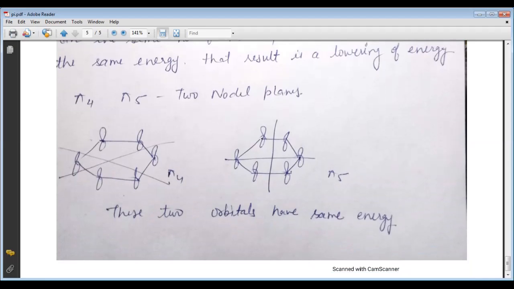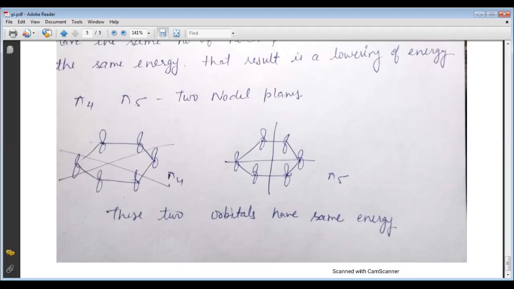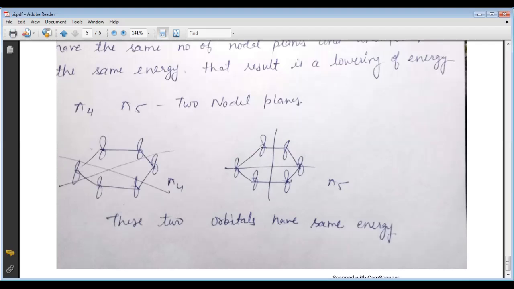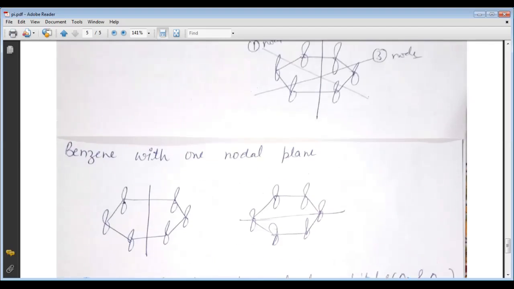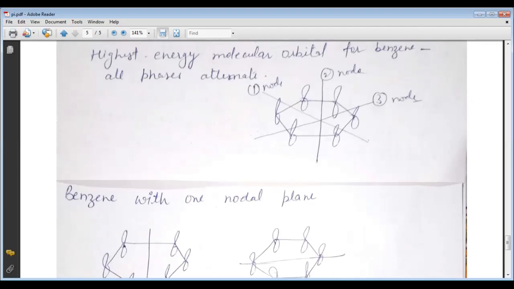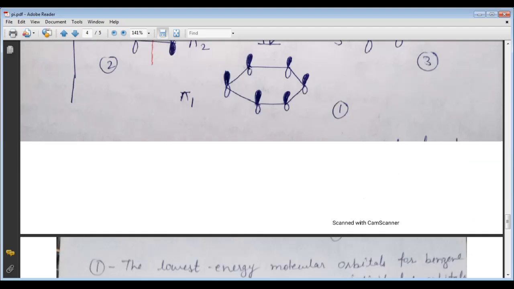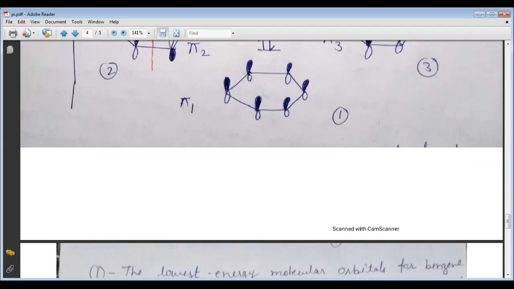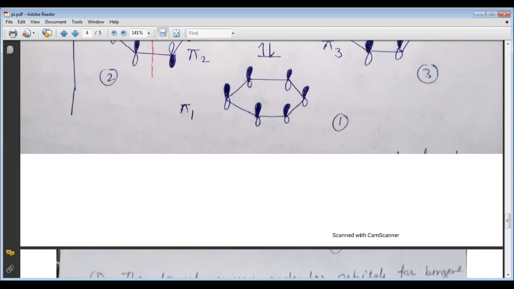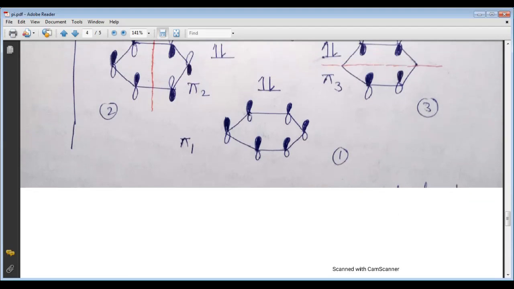Now, so this is the 2 node here, and the one structure, that is the pi 6, which has the 3 nodes present here. And we know that at the node the probability of finding the electron is 0. Okay. So as we know that the number of nodes increases, so the energy will be increasing and the stability will be less here. So every system finds the stability.